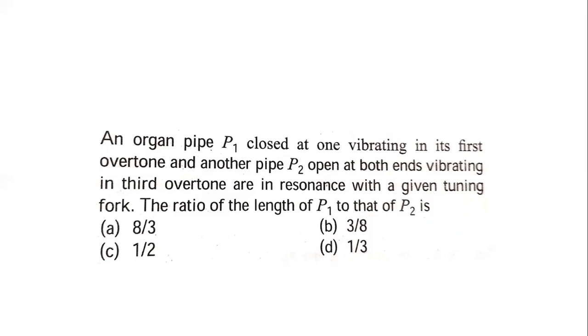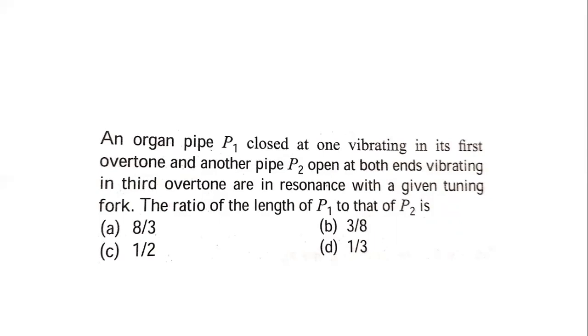So just use the condition here. The organ pipe P1 closed at 1 end, vibrating in the first overtone. Closed pipe first overtone will be 3 times the fundamental, because in the closed organ pipe the frequencies are in the ratio 1:3:5. So first overtone meaning third harmonic.